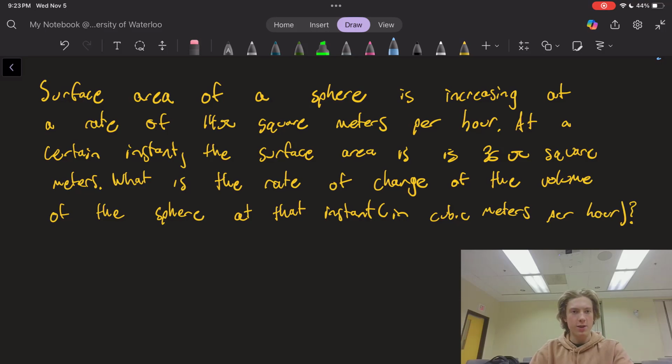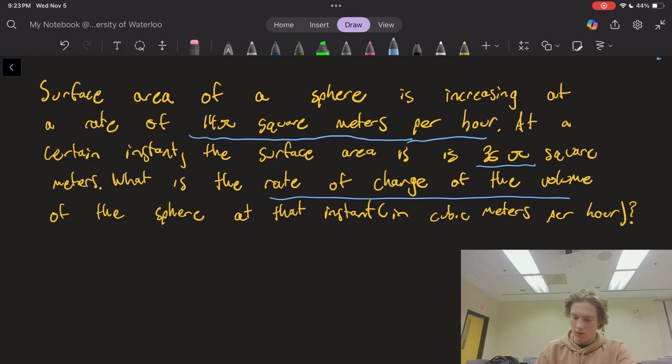Hey everyone, today we're going to be doing a related rates calculus problem. So this problem starts off with the surface area of a sphere is increasing at a rate of 14 square meters per hour. At a certain instance, the surface area is 36 pi square meters. What is the rate of change of the volume of the sphere at that instance in cubic meters per hour? Okay, so they first talk about surface area and then they also talk about volume.